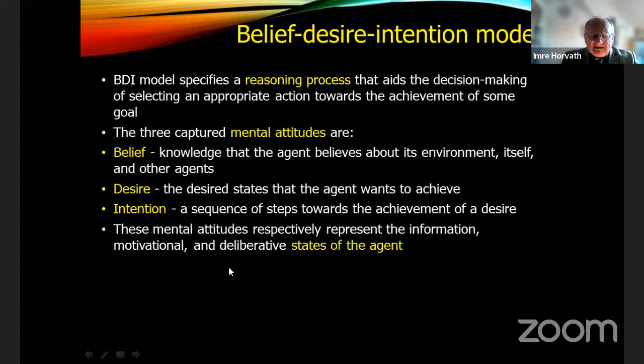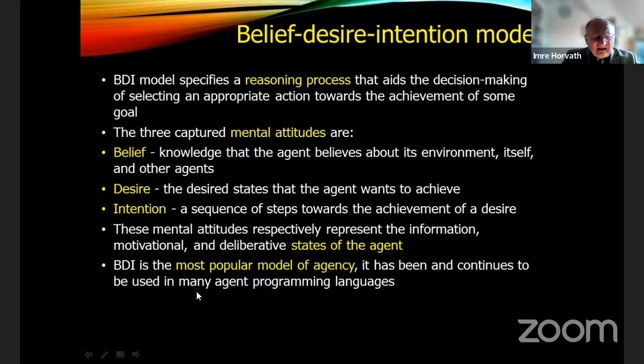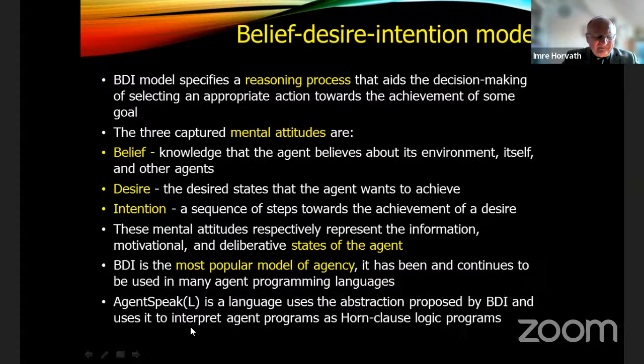These mental attitudes respectively represent the information. The BDI is the most popular model of agency. It has been and continues to be used in many agent programming languages. For instance, AgentSpeak(L) is a language that uses the abstraction proposed by BDI and uses it to interpret agent programs as whole closed logic programs.